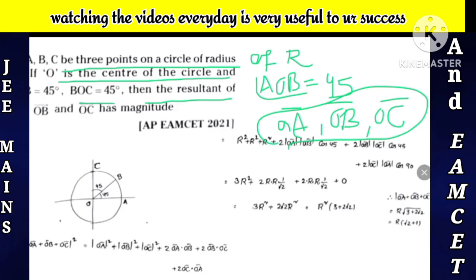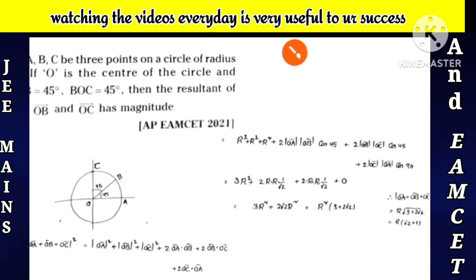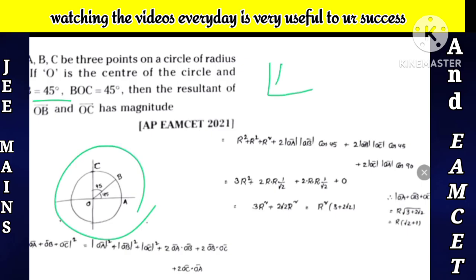So what is given here? Check the given data. First I am taking one circle here. This is the circle. A, B, C are the points on the circle like that. Take the x-axis and y-axis also. This is the circle given here. So what is given? Angle AOB is equal to 45. Join the O and B line.